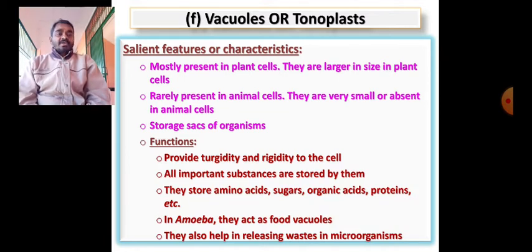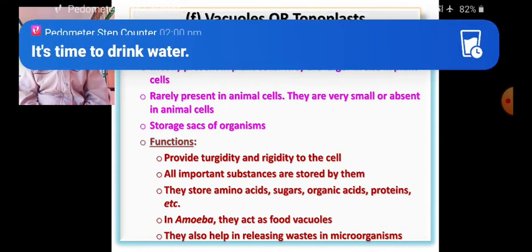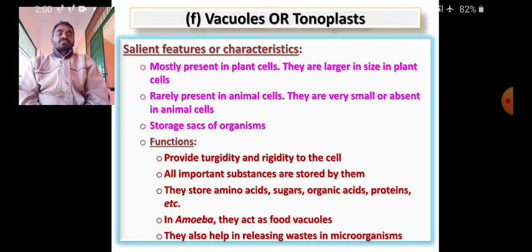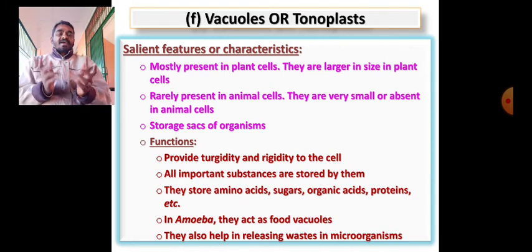And then it's a storage sac of the organism. Basically vacuoles are storage sacs of organisms. So what do they store? Basically they store amino acids, sugar, organic acids, protein, fat materials, etc. So let's see the functions of them. Basically they are responsible for providing the structure, both turgid as well as rigid structure, to the cell. Because imagine some 60-70% of the size of the plant cell is vacuole, the plant cell will have a plump structure, like a balloon. That is called turgidity. And rigidity means strength is being provided by them, right?